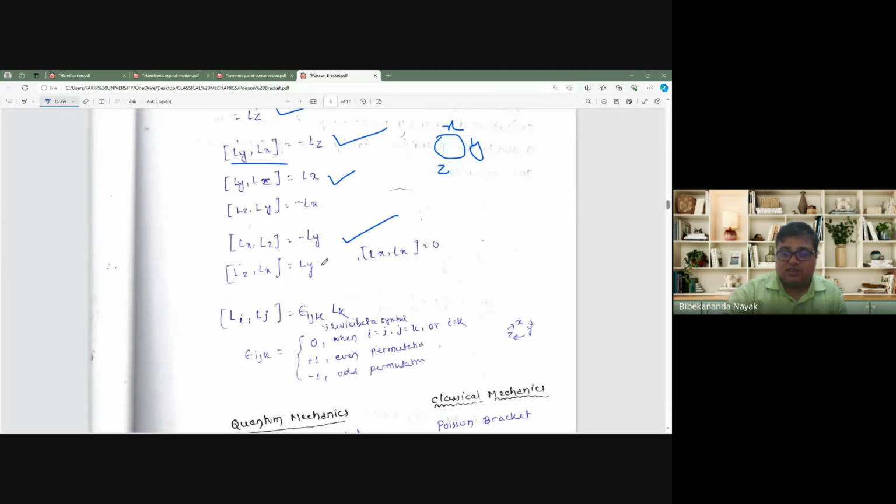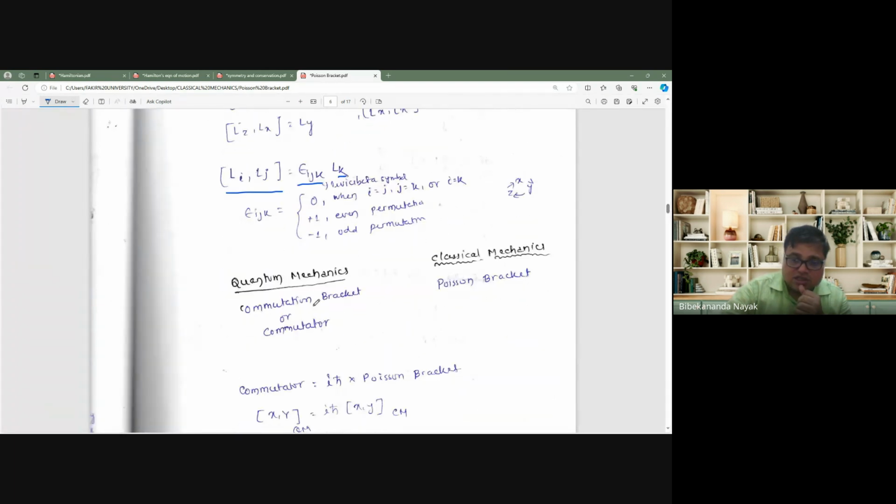For combining these six relations, we can write the Poisson bracket of Li, Lj as equal to epsilon ijk Lk. It is the Levi-Civita symbol, and the meaning of epsilon ijk is that it will be 0 if two indices are the same, if i equals j or j equals k or i equals k. It will be plus 1 for an even permutation, that means i, j, k, and minus 1 for an odd permutation, suppose j, i, k. It is the permutation order. So it's the general formula.